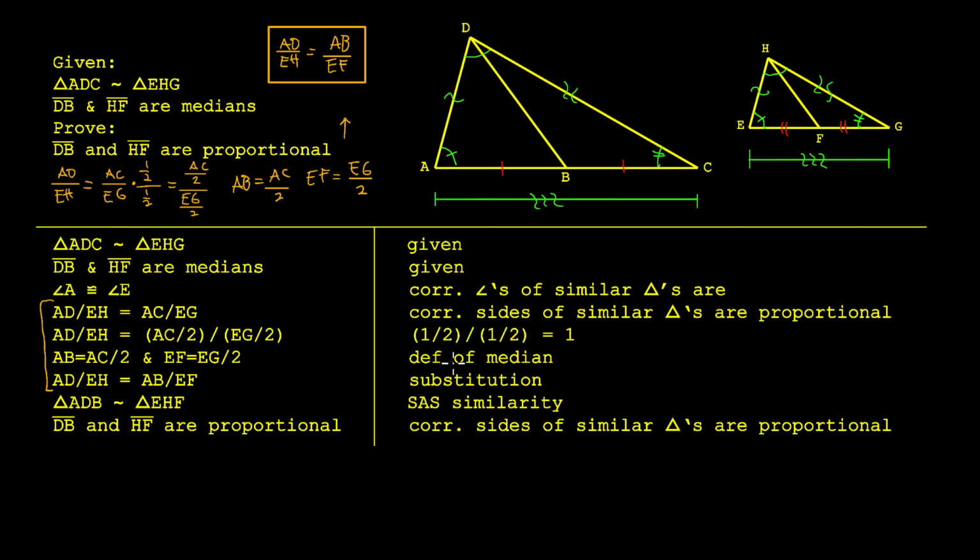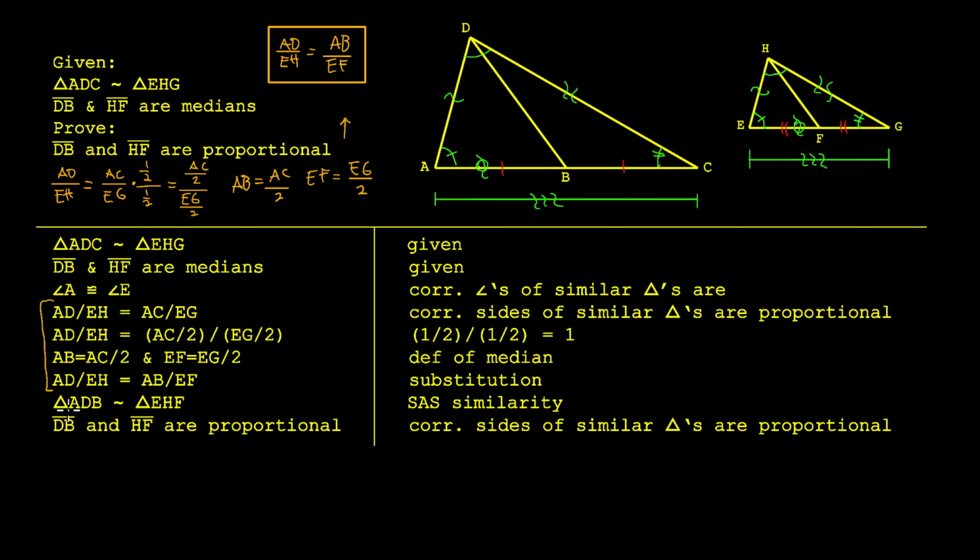So now that we have our substitution, we can see that AD over EH equals AB over EF. So we can say that AB is proportional to EF. So we'll mark that on the diagram. So we'll do a circle and a squiggly mark and a circle and a squiggly mark there. AB is similar to EF.